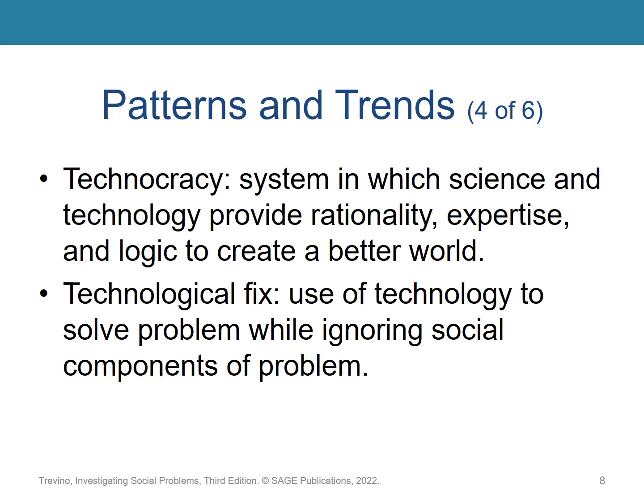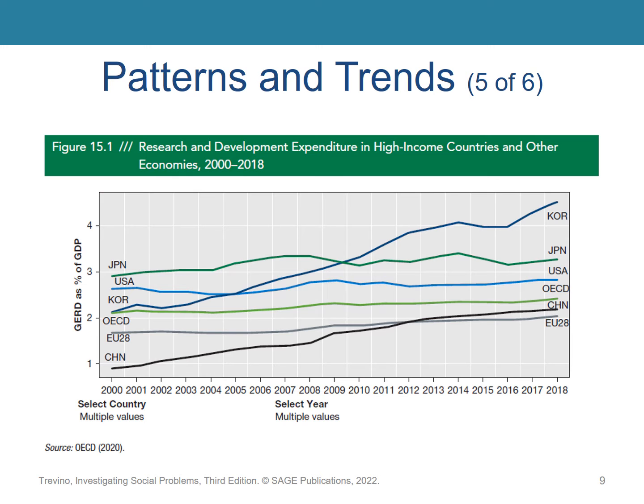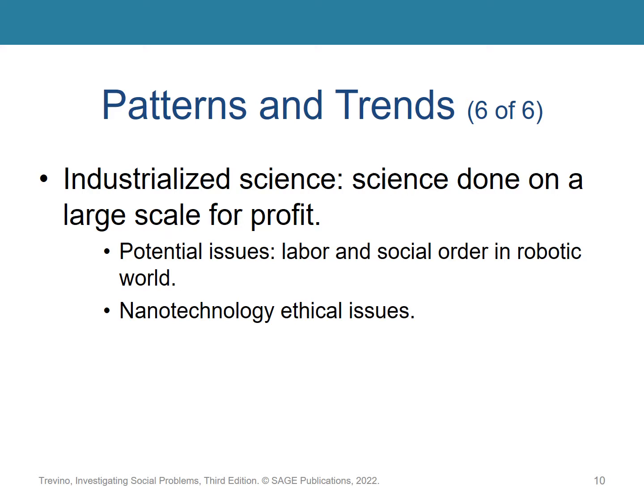Technocracy: systems in which science and technology provide rationality, expertise, and logic to create a better world. In the technological fix, technology is used to solve problems while ignoring social components of the problem. Here we have figure 15.1, research and development expenditure in high-income countries and other economies, as you see. Industrialized science: science done on a large scale for profit.